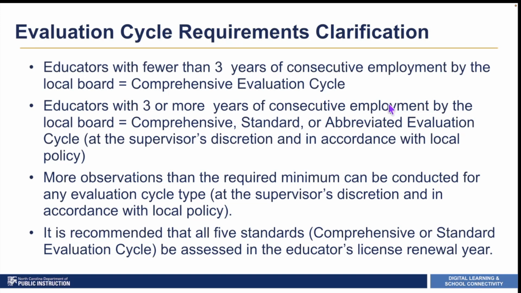More observations than are required for the minimum can be conducted for any evaluation cycle. So if your supervisor decides that they would like to add in a peer observation or another observation to your observation cycle, they are able to do that. It is recommended, again, that all 5 standards, which would mean a comprehensive or a standard evaluation cycle plan, would be assigned to the educator during their license renewal year. And that would probably be a board policy locally, and that decision would be a local decision.